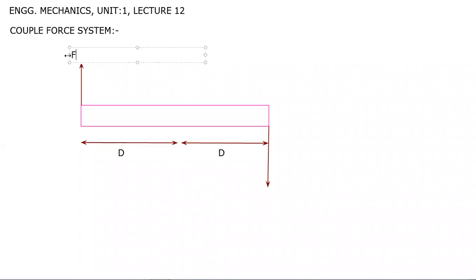This force having magnitude capital F is equal to 10 Newton, and this force having the same magnitude, that is 10. So F1 and F2 are having the same magnitude here. They are acting at the distance d from the center. You can see it here.